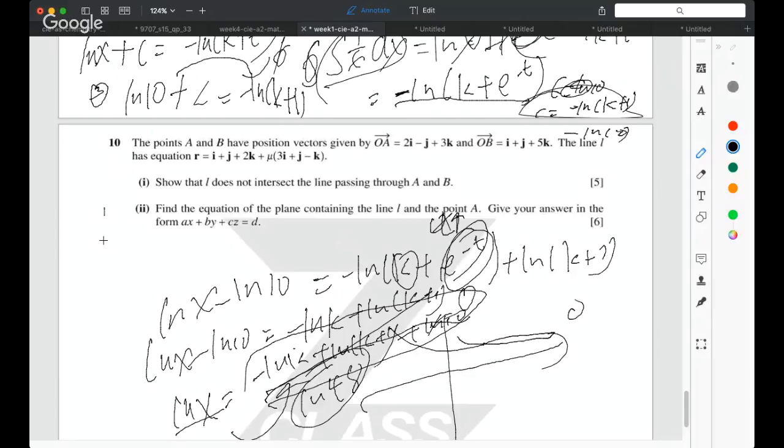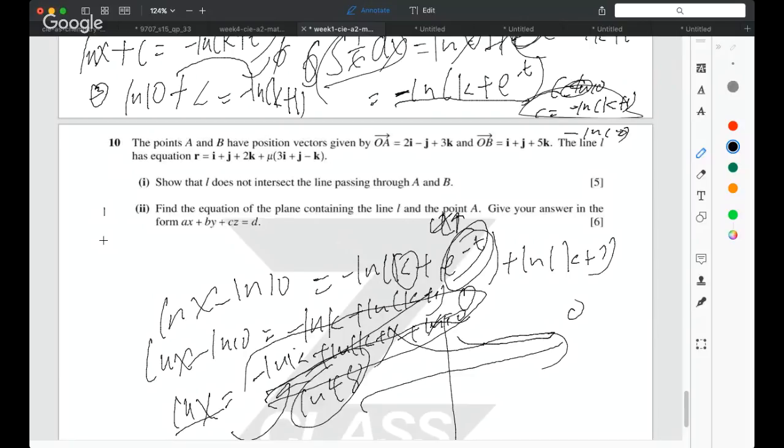What is the general equation for the line? You put a random point on the line plus the directional vector times a constant. And then what's the next step? If the vectors intersect, that means if you equate them, you can get a solution.